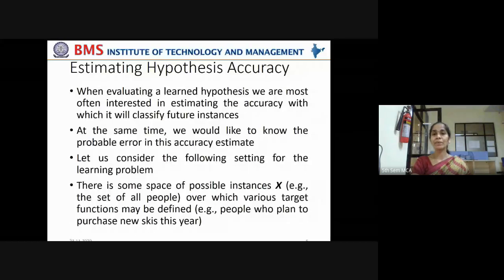Okay, now how to estimate the hypothesis accuracy? When evaluating a learned hypothesis, we are most often interested in estimating the accuracy with which it will classify future instances, right? Whenever future instances are given, what is the accuracy with which it predicts or classifies that future instance?